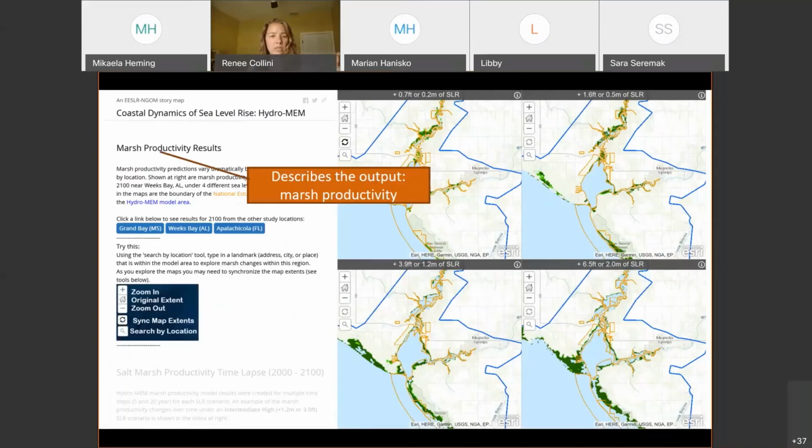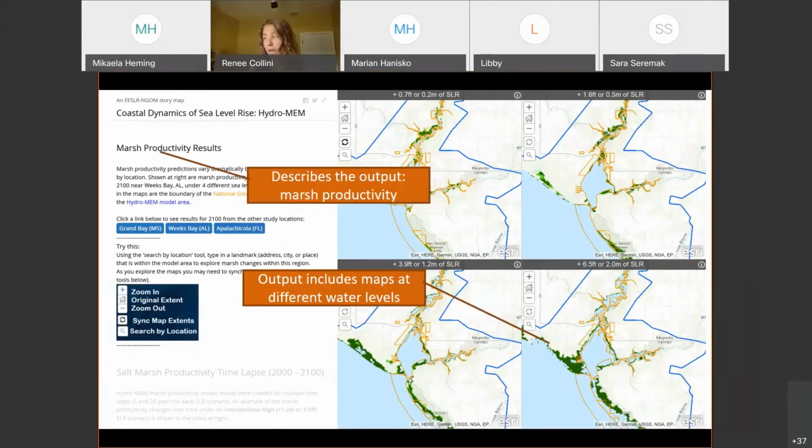Marsh productivity results. This is about the health of the marsh. How productive is it? And you can see here that the outputs are maps. They're including these maps at different water levels. Again, there's a little bit of sea level rise, a little bit more, all the way through to 2 meters or 6.5 feet of sea level rise. This is just one of their outputs, but they're telling you right up front what it is. This is about marsh productivity, and these are the outputs, as they're giving you maps.